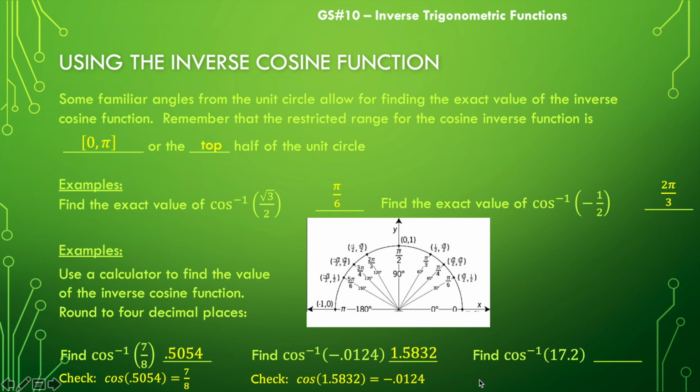All right, try this next one. Find the cosine inverse of 17.2. Check that in your calculator and you should get error. Uh-oh. Okay, remember that the restrictions on the output of the cosine function are negative 1 to 1. So that means the restrictions on the input of the cosine inverse function are also negative 1 to 1. That 17.2 does not fall within that interval, so I cannot actually evaluate the cosine inverse of 17.2.